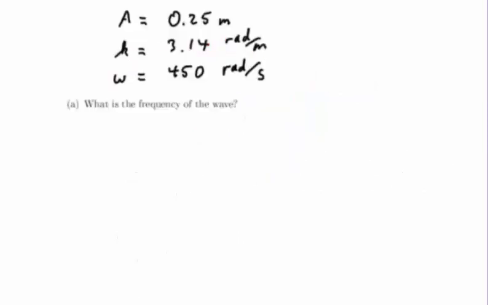Part A asks for the frequency of the wave. Frequency, period, and omega are synonymous variables. If you have any one, you have all three. And clearly, since omega was 450, we can immediately set this equal to 2 pi times the frequency to solve for a frequency of 71.62 Hertz.